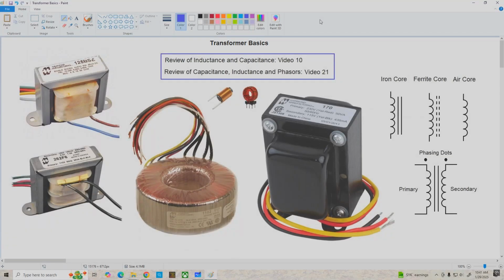Today we're going to start talking about transformers, and our ultimate goal is to design and analyze amplifiers using transformer coupling. But today we're just going to look at some basic transformer characteristics and specifications.